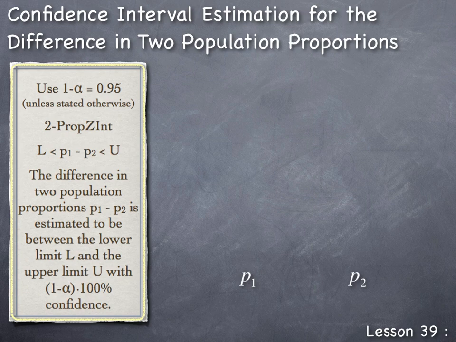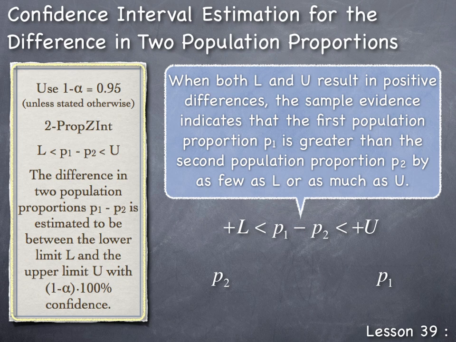The other situation is when the first population proportion p1 is greater than the second population proportion p2. In this case, when we estimate the difference, p1 minus p2, we take a larger value and subtract a smaller value, which results in a positive difference. In this situation, when both L and U result in positive differences, the sample evidence indicates that the first population proportion, p1, is greater than the second population proportion, p2, by as few as L or as much as U.